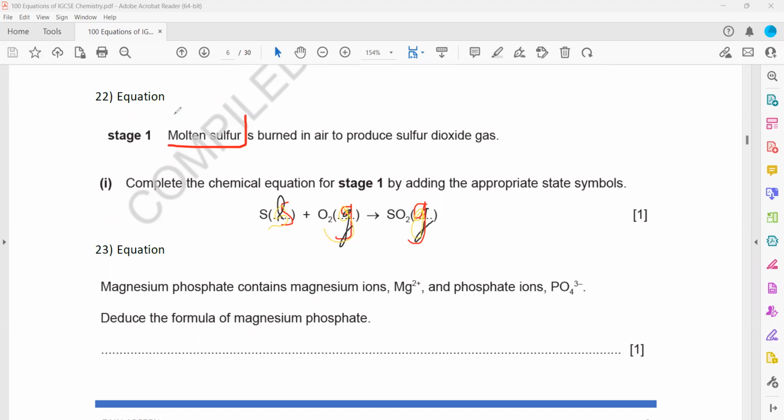Okay. Yeah, Rafi, that's right. Sorry, I did not read that. Molten sulfur is there, that's why it should be liquid, not solid. That's the right point, Rafi. As I mentioned, it's molten sulfur, so it should be liquid.